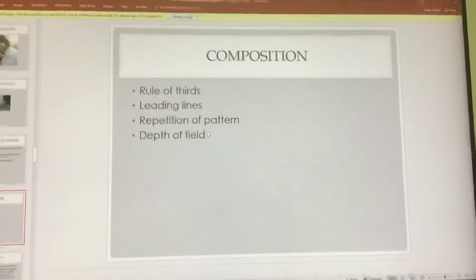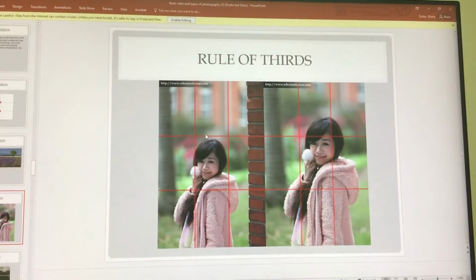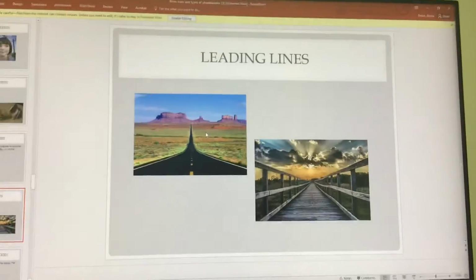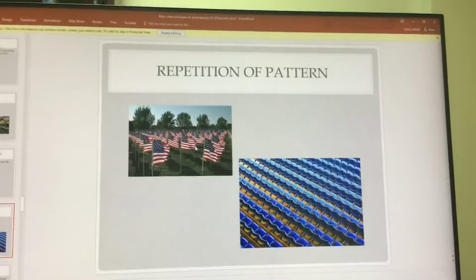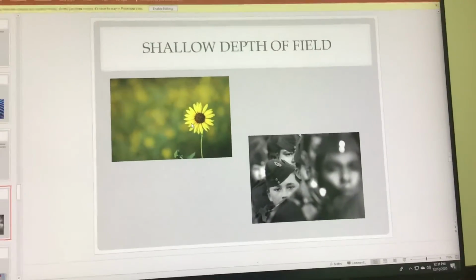So one of the things I would probably do for the final is show you a photo and ask you to identify which element it uses. Does it use rule of thirds? Does it use leading lines? Does it use repetition of pattern? Is it a shallow or deep depth of field?